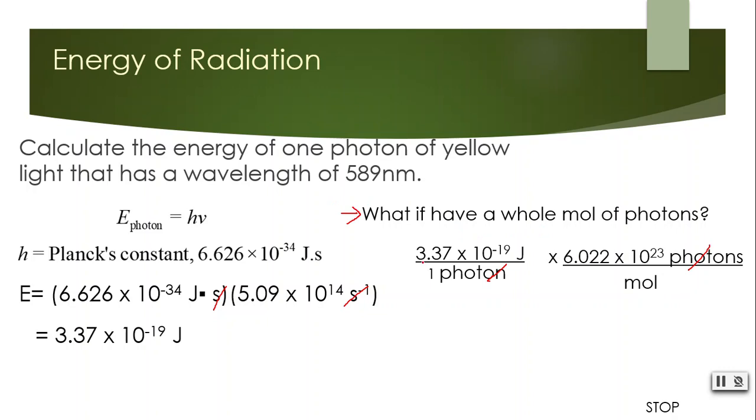And so doing that gives me an answer of 2.03 times 10 to the 5th joules for every mole of photons that have a wavelength of this particular number of nanometers. So you should feel comfortable being able to use this equation that relates energy and frequency, along with the equation that relates frequency and wavelength, to solve math problems with regards to electromagnetic radiation.